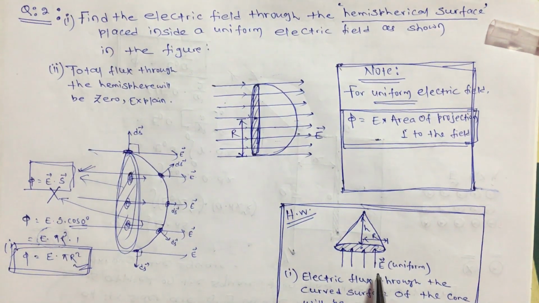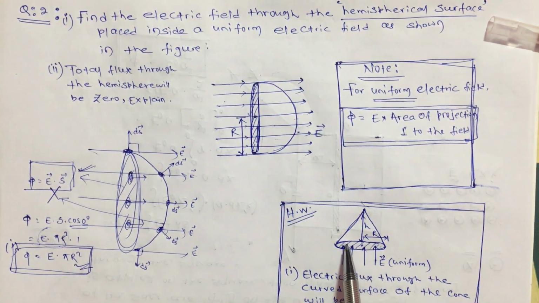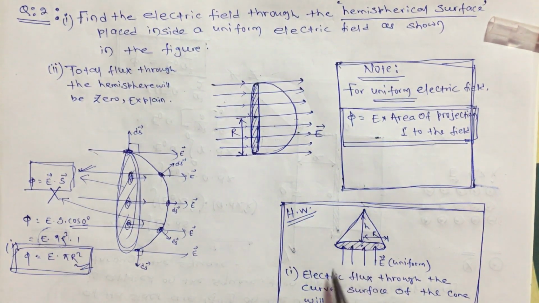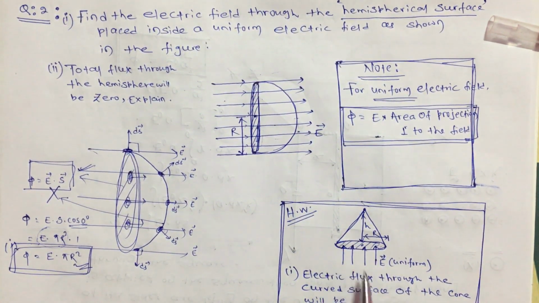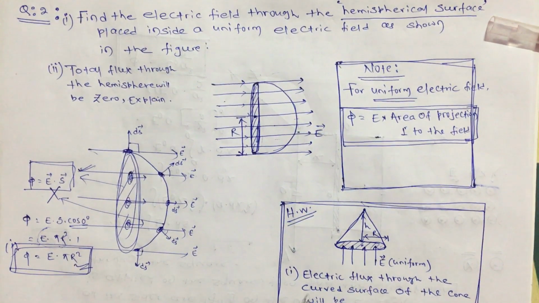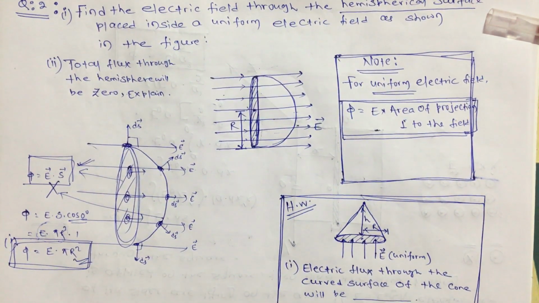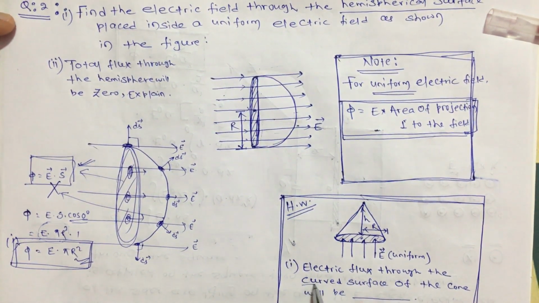Now let us solve. Let us see this question. This I have given as a task, but let me just explain it. Let there be a cone here, and a uniform electric field is passing like this. It is asked what is the electric flux through the curved surface of the cone.